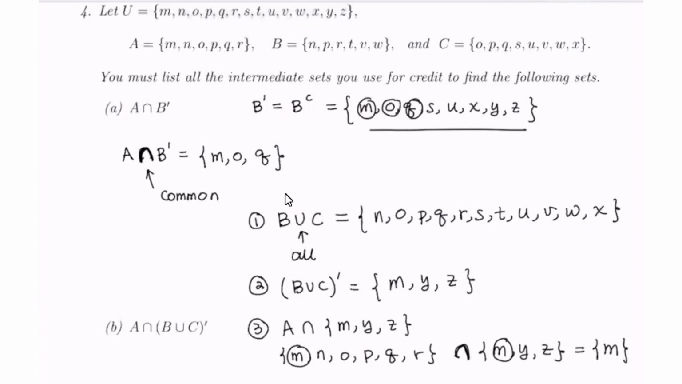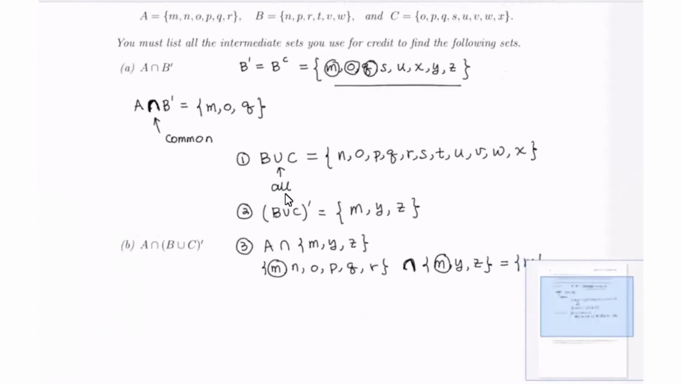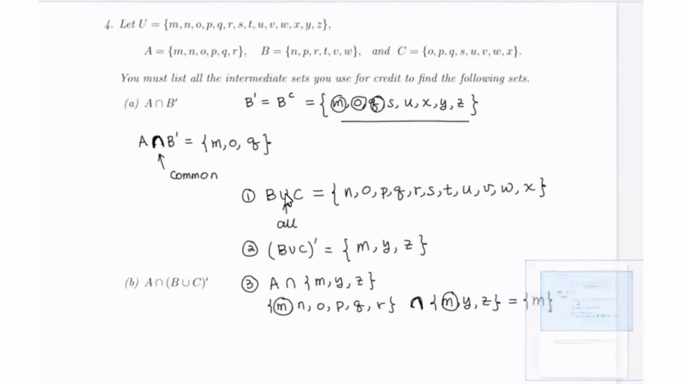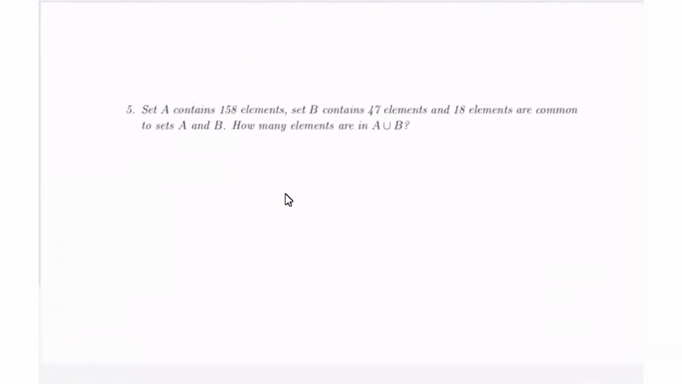That's it, right? So those two are the questions of number 4. Union, intersection, complement. Let's look at number 5. This is a similar question that we had on a weekly quiz. I hope you remember this. Set A has 158 elements. Set B has 47 elements, with 18 elements in common. How many elements are in A union B?